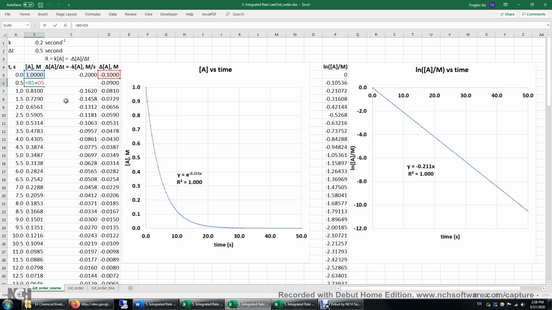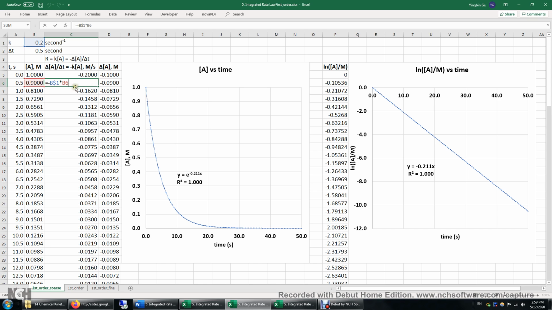Second row, I want to know what's the concentration of A at time 0.5 second. So I have the initial value, and then we have the change. The initial value is 1.0, the change is negative 0.1. So I'm going to use the initial plus the change, and that will give me 0.9 here. Now pay attention here. Look at this number. This is the reaction rate. However, over here, this reaction rate is different from this 0.2. It's smaller, only because now this A is smaller.